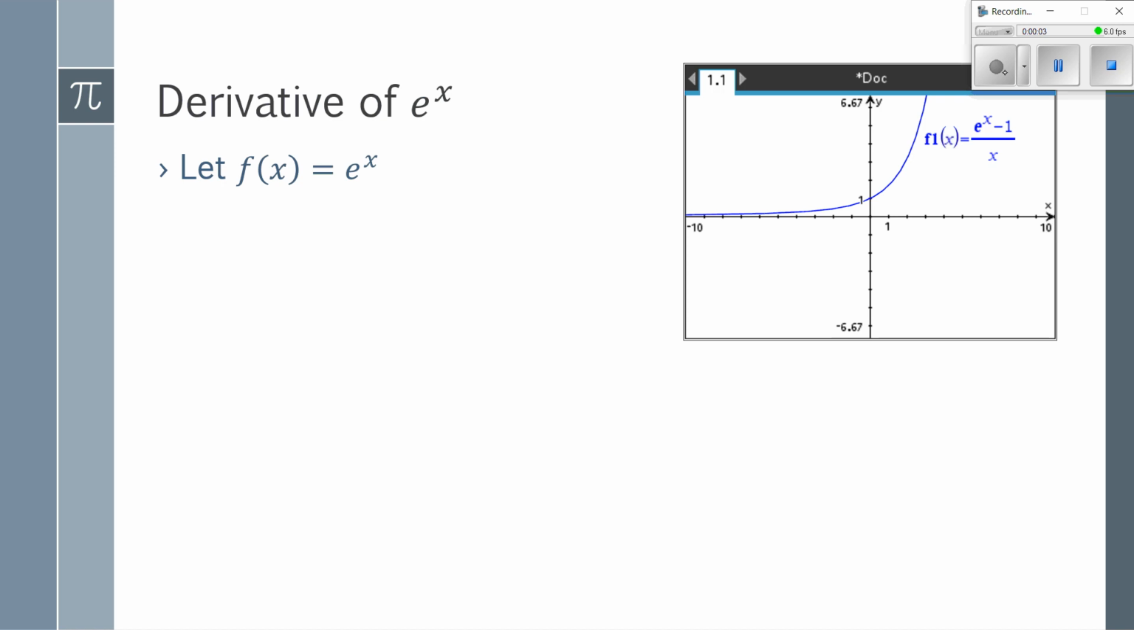So here, before we get into finding the derivatives of exponential functions, I wanted to kind of walk through the derivative of e to the x, because e to the x is our baseline exponential function. Base e behaves very nicely in calculus.